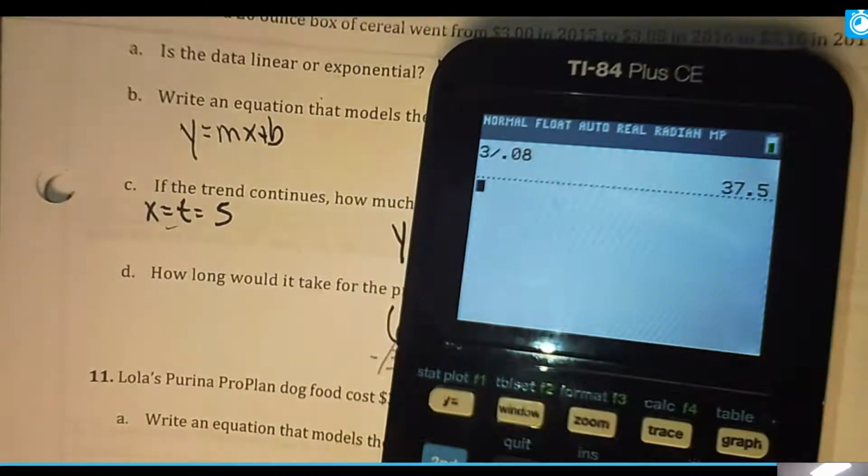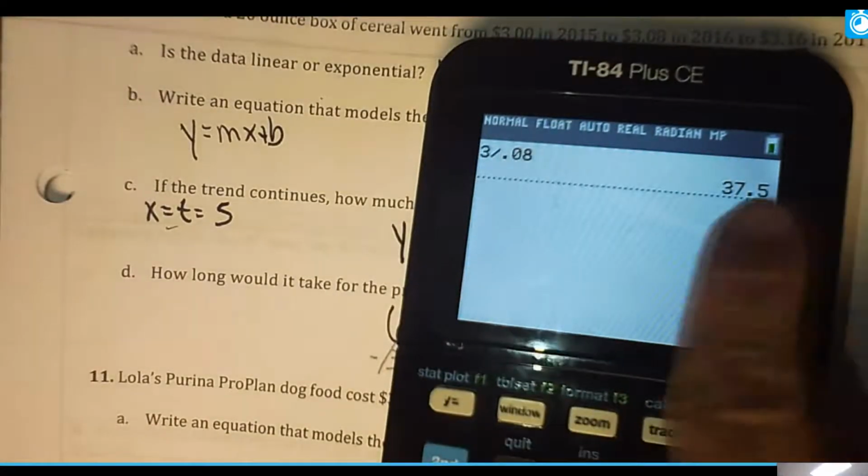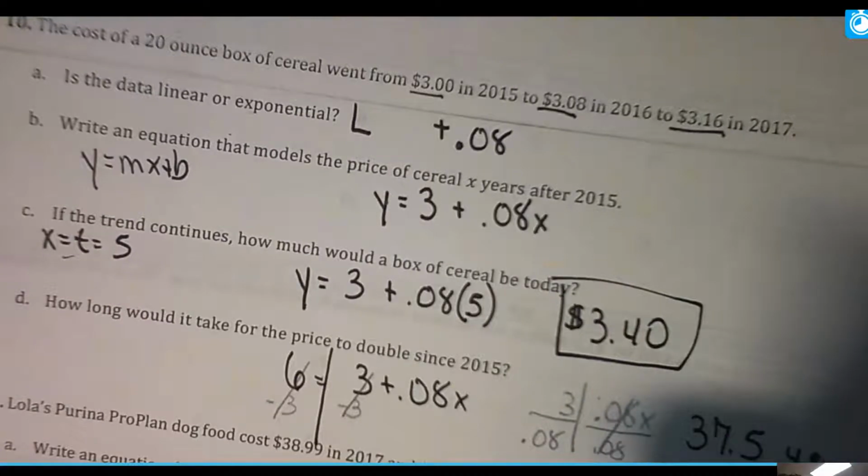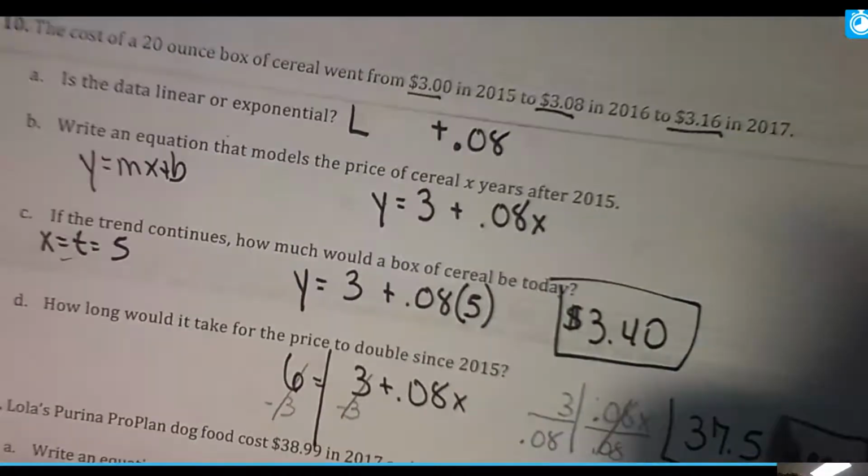And wow, that's how long it's going to take. Who would think it takes over 37.5 years for that to double? So 37.5 years. Okay?